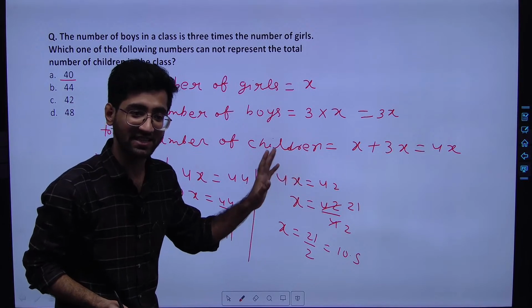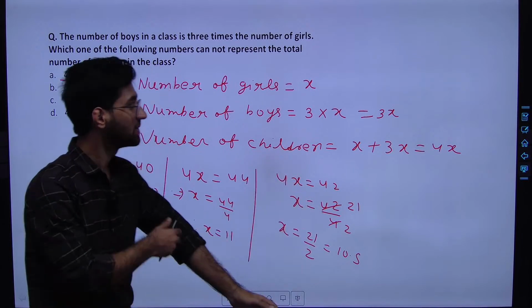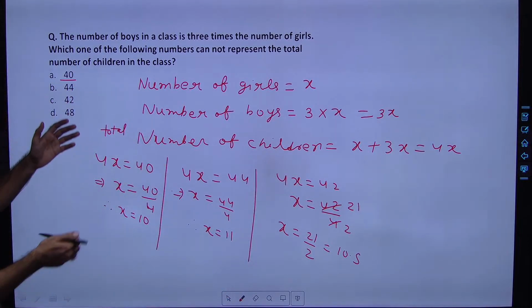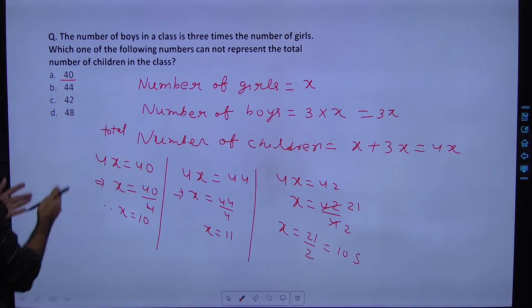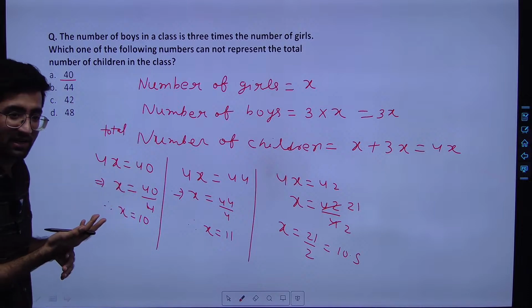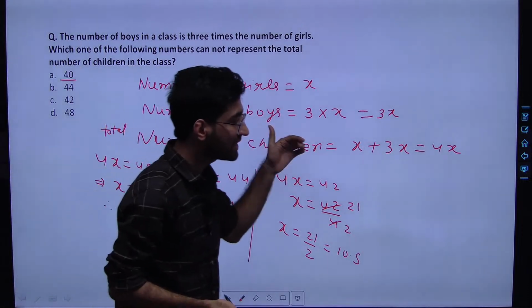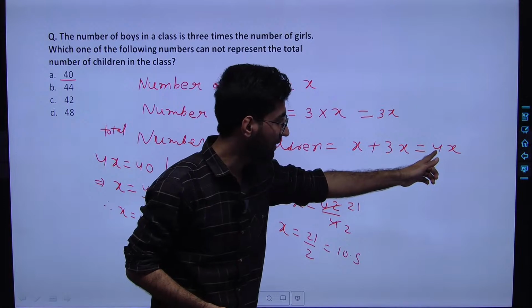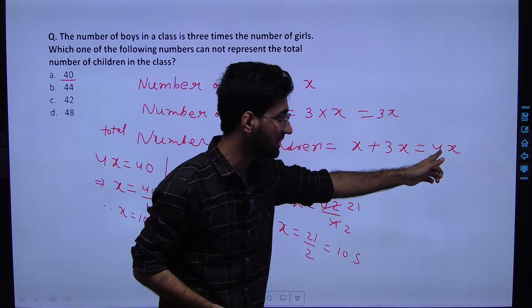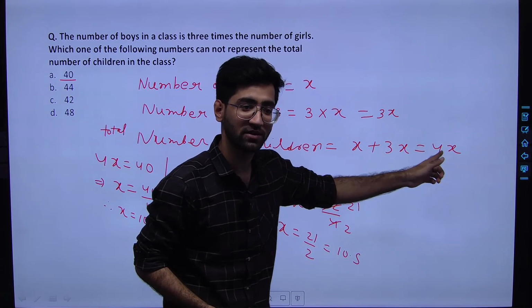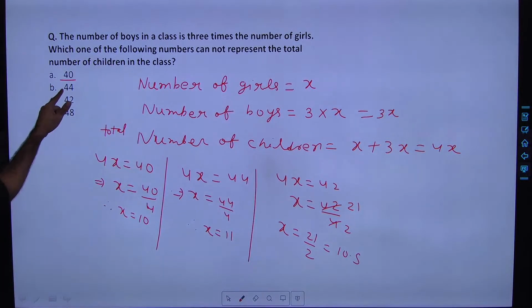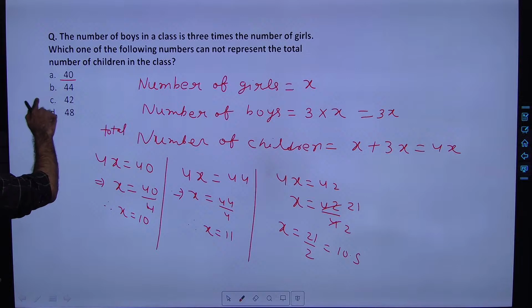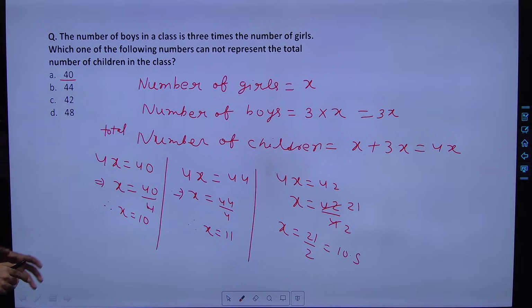We can't say that thing, right? Are you able to get this point? See, whenever you get this kind of question, that which one of the following numbers cannot represent the total number of children in that class, if you practice a number of questions, you will have an idea that the total number of children in the class will be a multiple of 4. 40 is a multiple of 4, 44 is a multiple of 4, 48 is a multiple of 4. Means 42 is not a multiple of 4. Means you must be able to answer option C correctly and quickly.